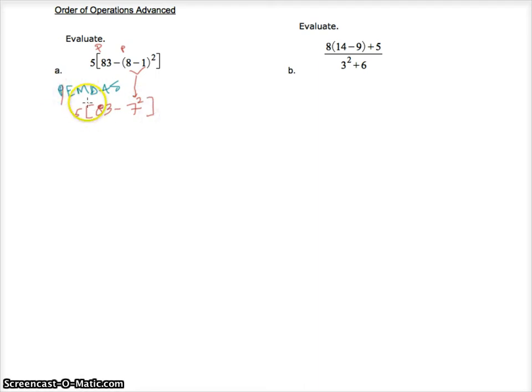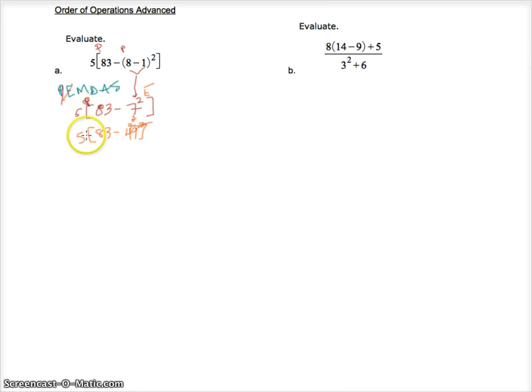Okay, so my parenthesis is kind of done, but I still have one here. Next, I have an exponent. That means that I have to look at parenthesis 83 minus, and then 7 squared, well, since this is a 2, I'm going to multiply 7 times 7, which gives me 49. So 7 times 7 was 49. So now my exponent's done.